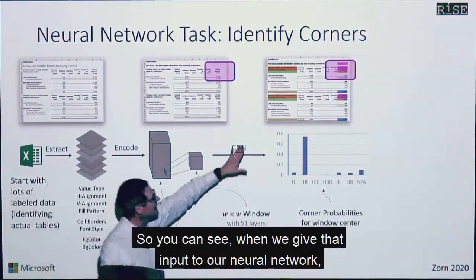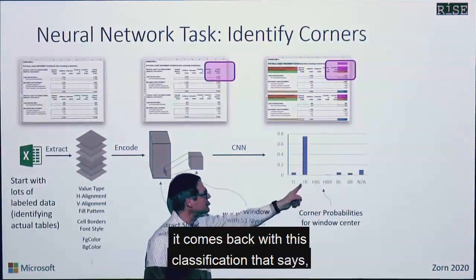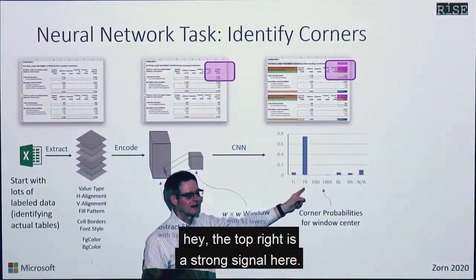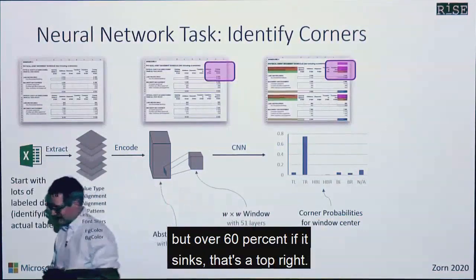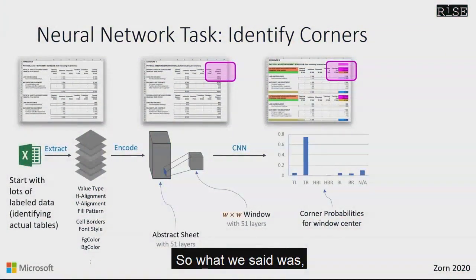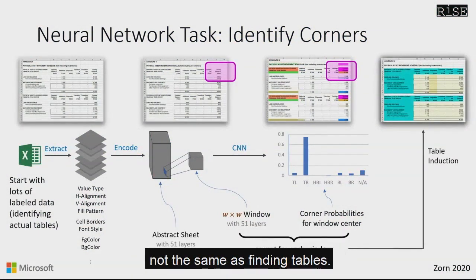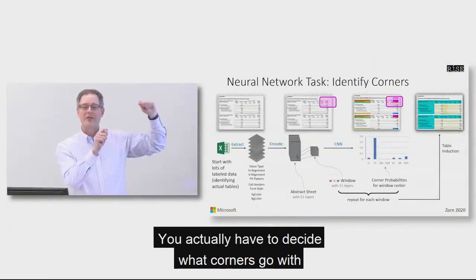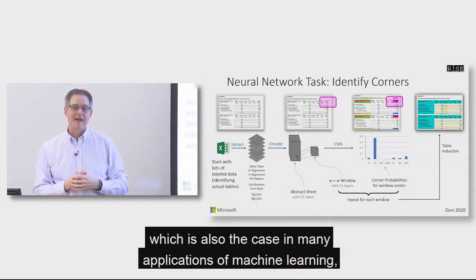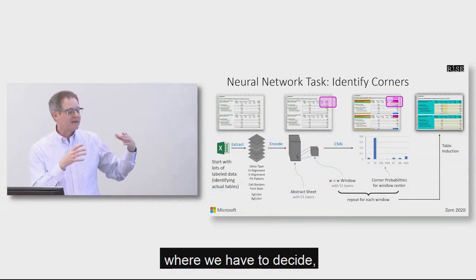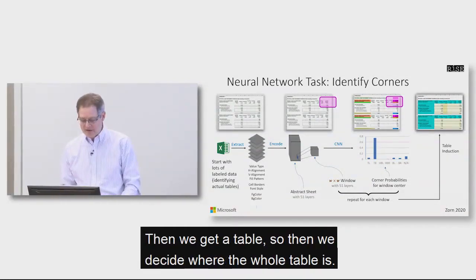And so you can see when we give that input to our neural network, it comes back with a classification that says, hey, the top right is a strong signal here. None of the other ones are very strong, but over 60% it thinks that's a top right. So we said we're going to change the problem to be looking for corners, but of course looking for corners is not the same as finding tables. You actually have to decide what corners go with each other to know where the table is. And so we have a post-processing phase, which is also the case in many applications of machine learning, where we have to create an algorithm to stitch together corners. And then we get a table. So then we decide where the whole table is.